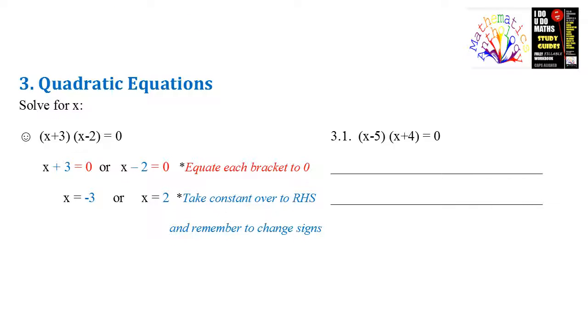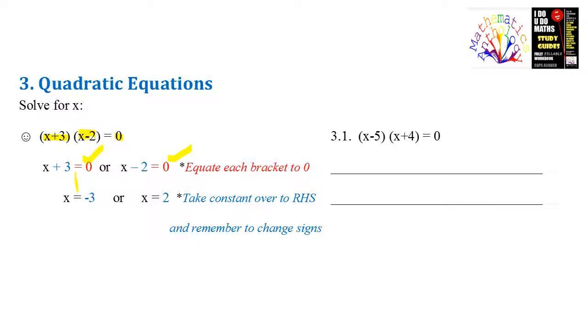Next is quadratic equations. Let's solve for x here. We have x plus 3 into x minus 2 is equal to 0. When it's already factorized, you can just take each bracket and equate it to 0. We already have it factorized here and it's equal to 0. So you take each bracket, x plus 3, make it equal to 0. There we go. And you can take x minus 2, make it equal to 0. There we go. Solve each equation.